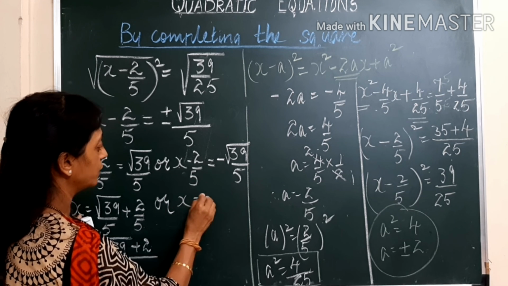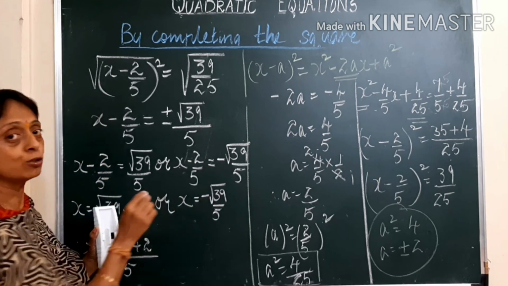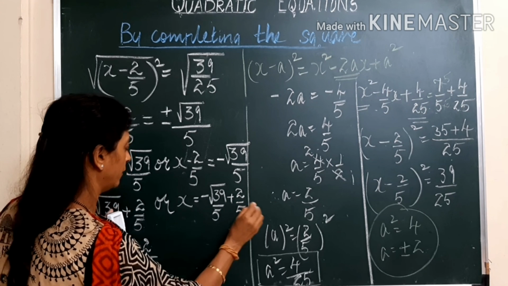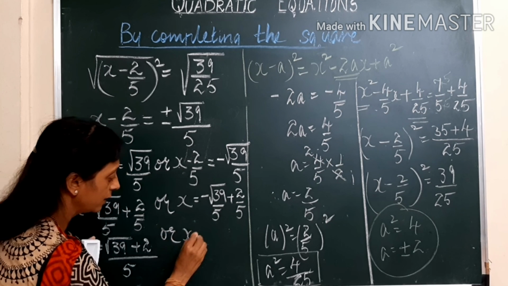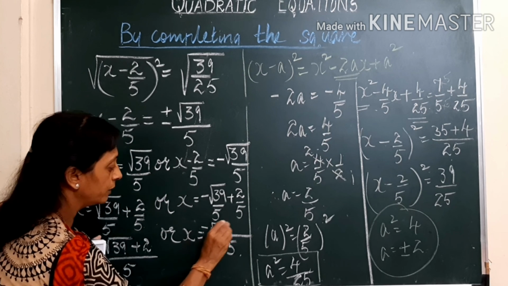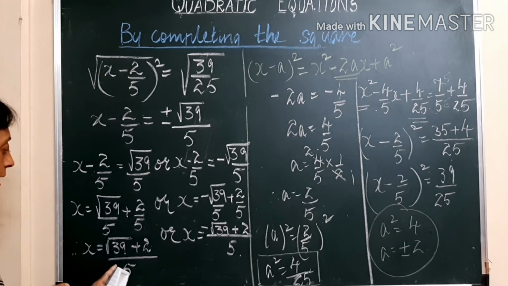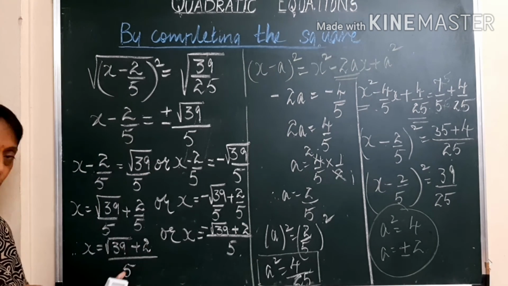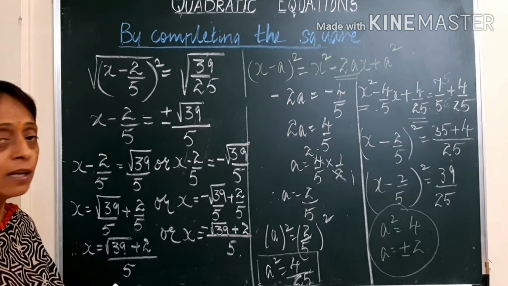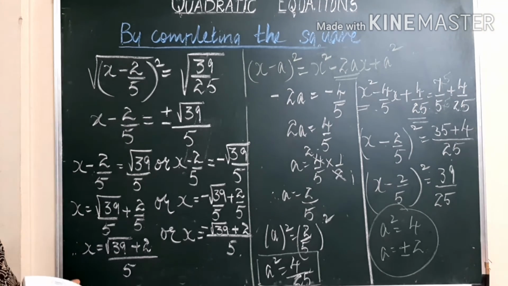x again will be equal to minus root 39 upon 5, and minus 2 upon 5 when it goes on the other side will give you plus 2 upon 5. So children, here you are, x is equal to again the same common denominator. So in the numerator, minus root 39 plus 2. So one answer is root 39 plus 2 upon 5, and the other one is minus root 39 plus 2 upon 5. So these are your roots for the given quadratic equation.